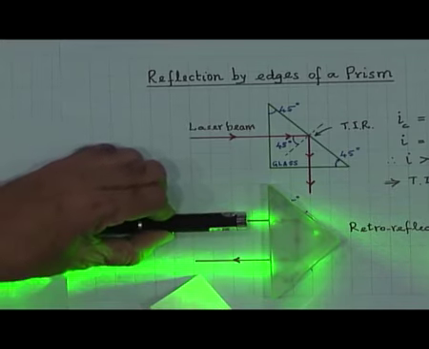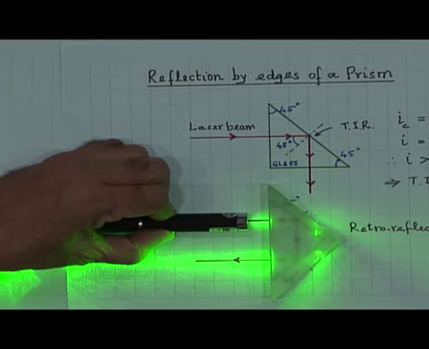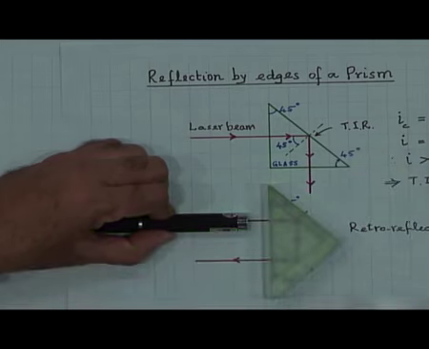However, if I bring it here such that the angle of incidence is 45 degrees, this is an isosceles triangle, then all the light is reflected, there is no light on the other side.